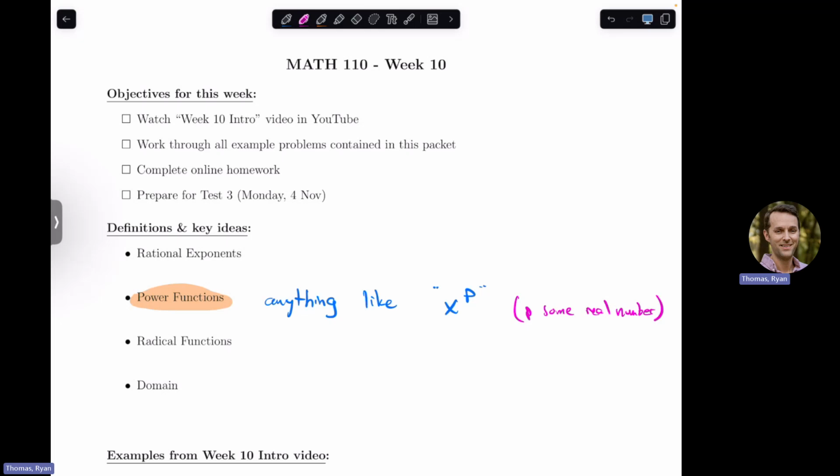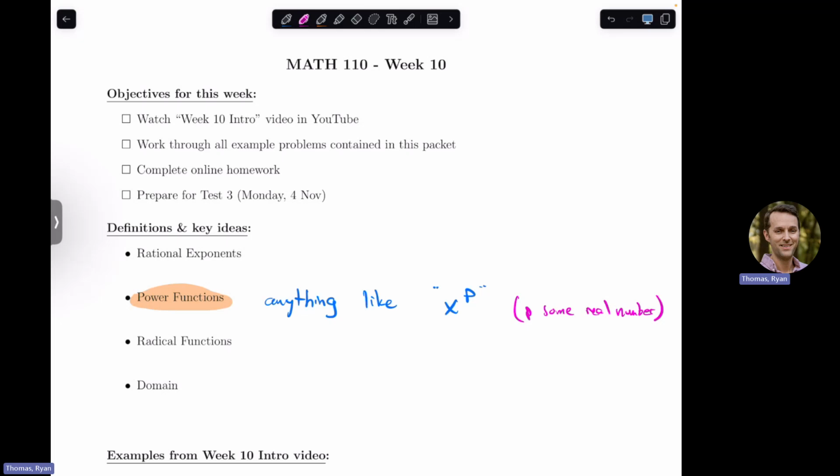Technically, a power function is anything like that, but we've already talked about a lot of those possibilities, right? We've already talked about what to do if it's a natural number, like a positive whole number. X squared, well, it's really a polynomial, right? X cubed, x to the 17th, these are all polynomials.